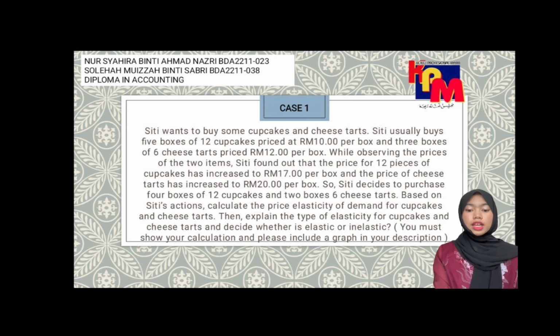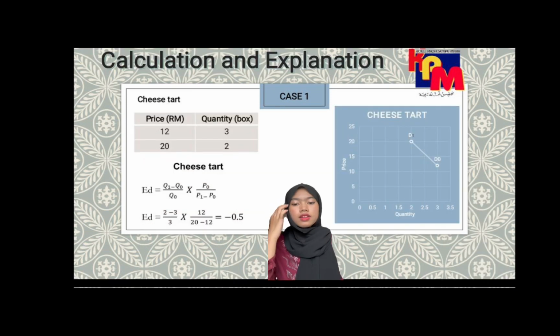Then explain the type of elasticity for cupcakes and cheese tart and decide whether it's elastic or inelastic. Right now, I will explain the calculation and explanation. For the cheese tart, price before is 12 ringgit and price after is 20 ringgit. For quantity, quantity before is 3, quantity after is 2.